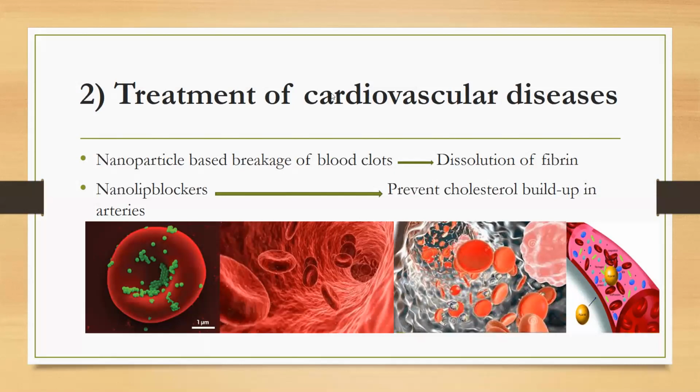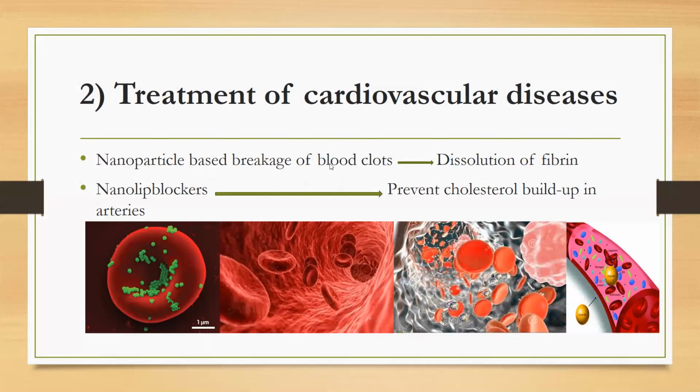So how do these nanomaterials act as drugs? What we can do is use nanoparticle-based breakage of the blood clots. We can break these blood clots in the arteries or in the blood vessels by using various nanoparticles. So how do they break the blood clots? They actually dissolve the fibrin that is present in blood clots.